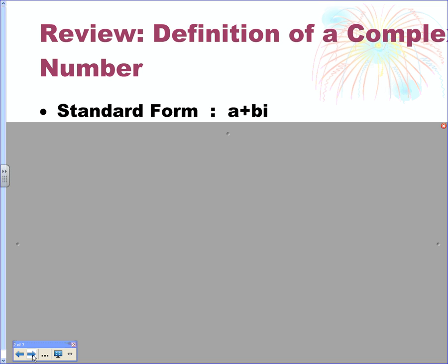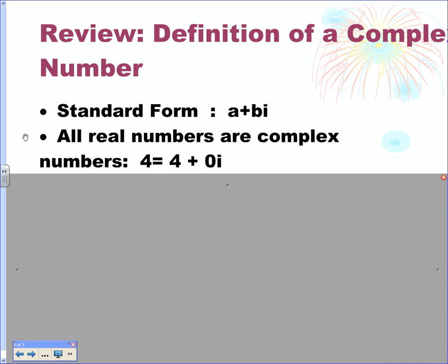Standard form of a complex number, a plus bi. Y'all remember that? Okay. All real numbers can be written as a complex number. 4 is the same thing as 4 plus 0i. Y'all remember that?